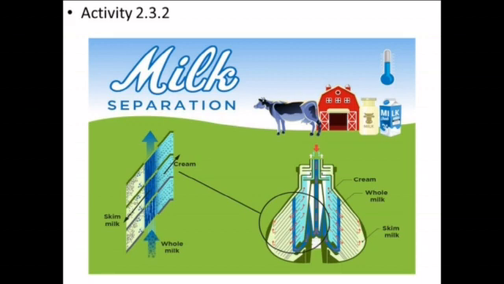Explain how does this separation of cream takes place from milk. Separation of cream from milk takes place by centrifugation due to the difference in the densities of the particles in milk.